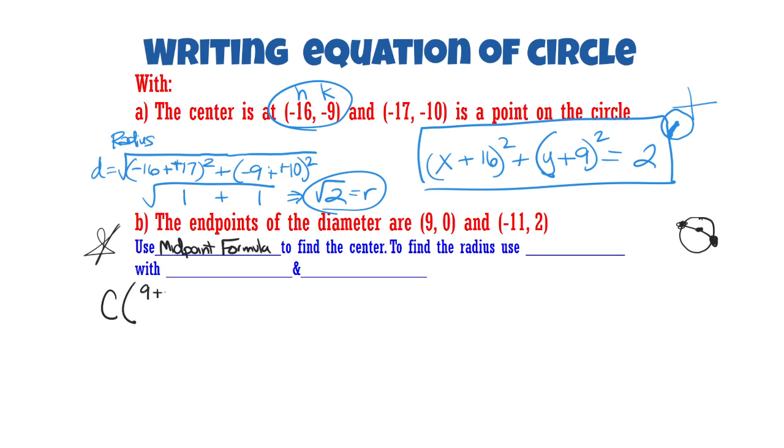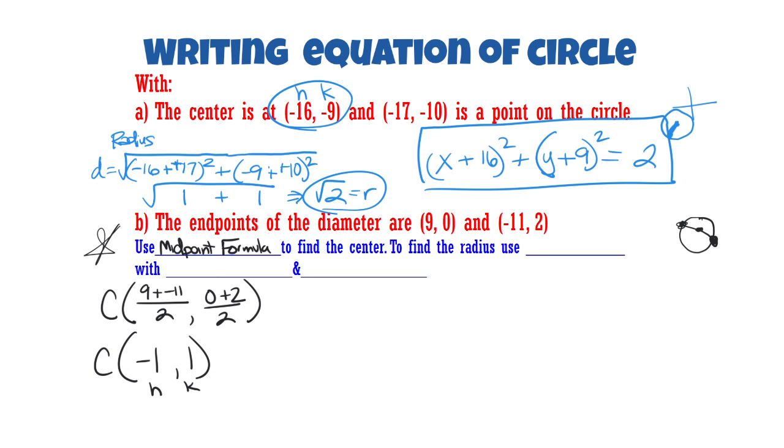So it's 9 plus negative 11, divide by 2. Now you do the same thing with the y's, 0 plus 2, and divide it by 2. So the center is going to end up being, it looks like negative 2 over 2, so negative 1. And then 2 over 2 is a 1. All right, that's a pretty nice little center. So now you know your h and your k.